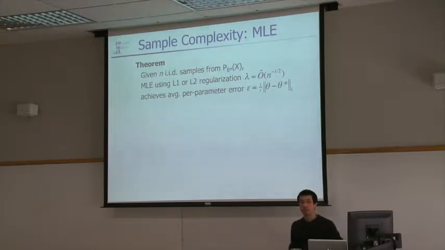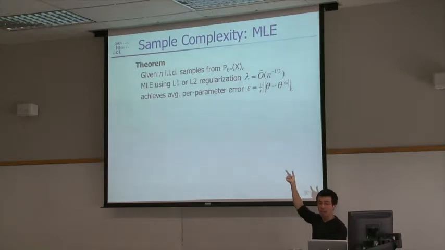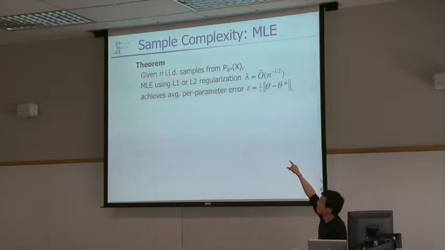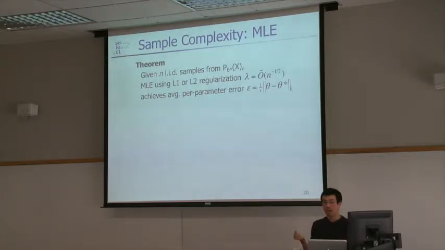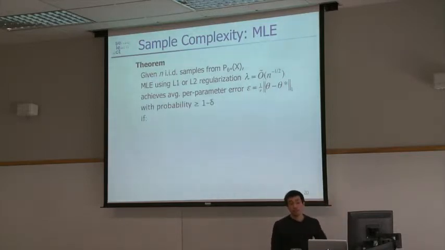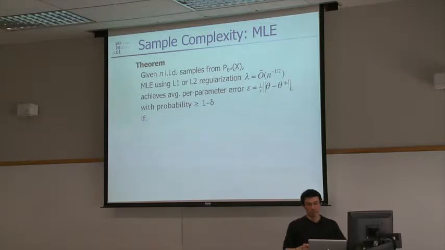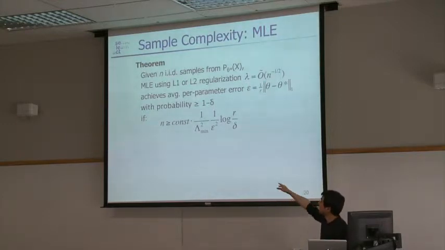is going to achieve an average per-parameter error of epsilon, which measures the per-parameter error in the sense that it's 1 over r, the length of the theta parameter vector, times the L1 distance between the learned parameter vector theta and the true one, theta star. We'll allow this to fail with some small probability delta. To make this all hold true, we'll need at least a number of samples n, which will be some constant times a few factors.